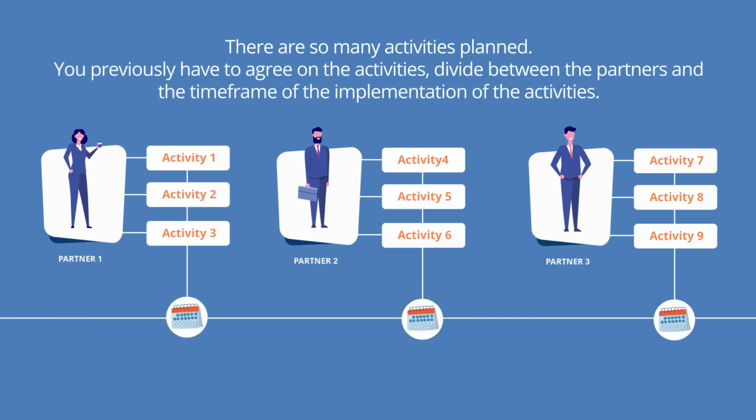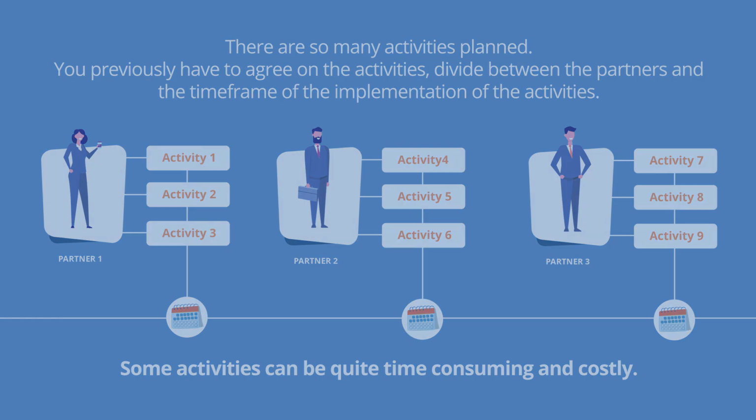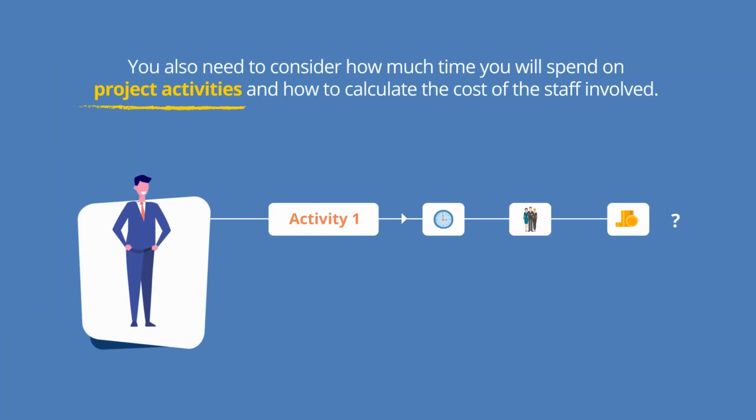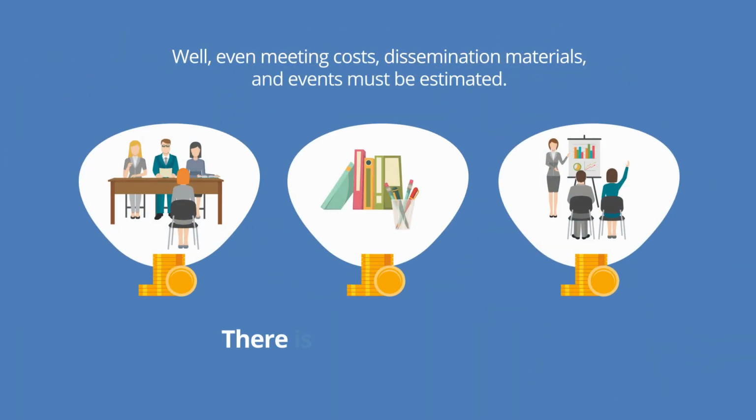You previously had to agree on the activities planned, divide them between the partners, and agree on the time frame of the implementation of the activities. Some activities can be quite time-consuming and costly. You also need to consider how much time you will spend on project activities and how to calculate the cost of the staff involved. Well, even meeting costs, dissemination materials, and events must be estimated. I guess there is a lot of work to do.